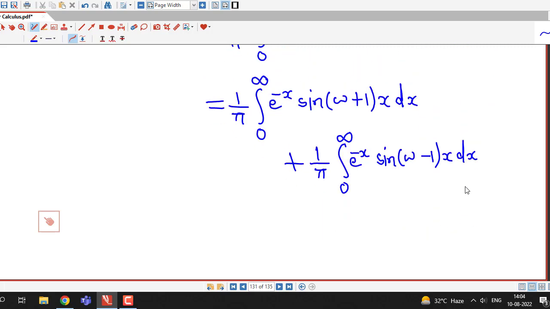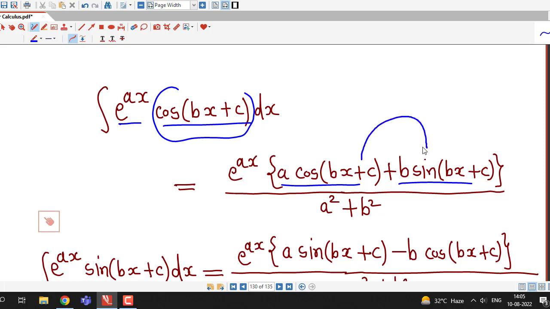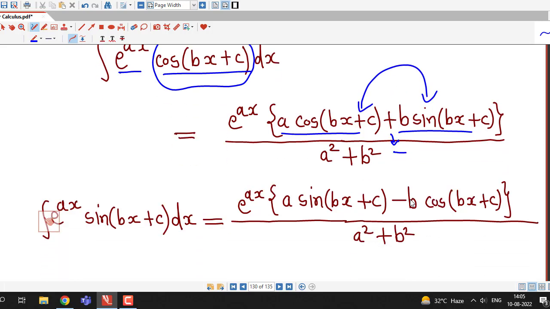Now we have a ready-made formula for this type of integral. If you recall, I have written that formula here. If I have e raised to ax into cos(bx plus c), I will have e raised to ax times a cos(bx plus c) plus b sin(bx plus c) divided by a square plus b square. And instead of cos, if I have sine function, then I will interchange these two and this positive sign will be replaced by negative sign.